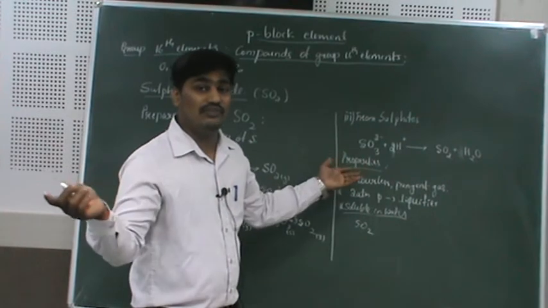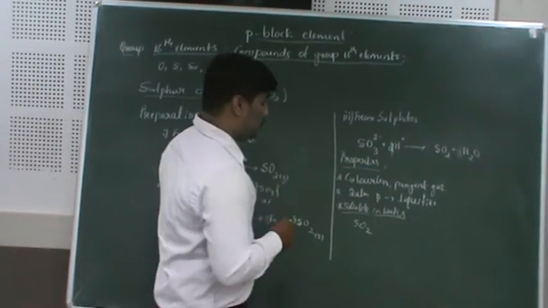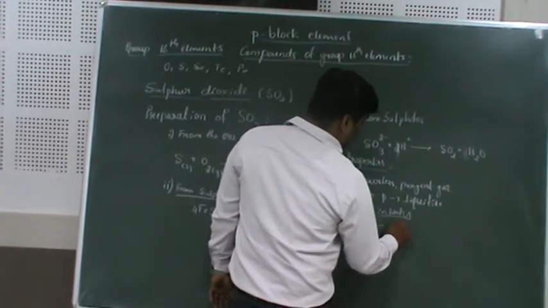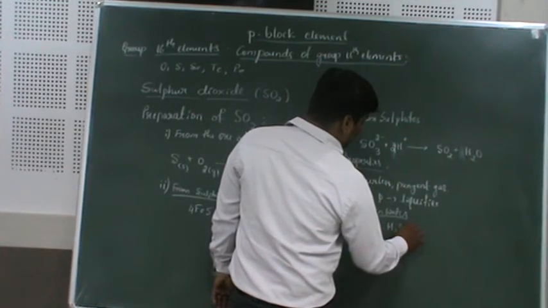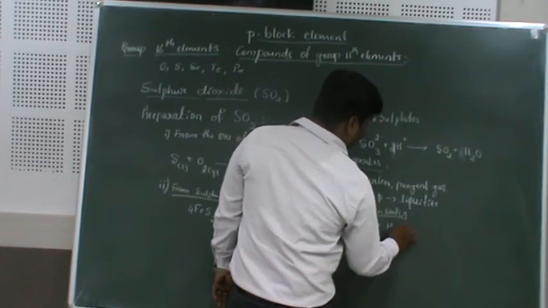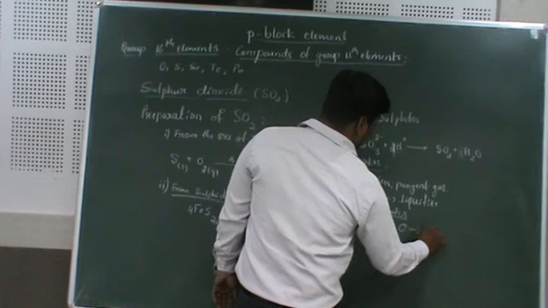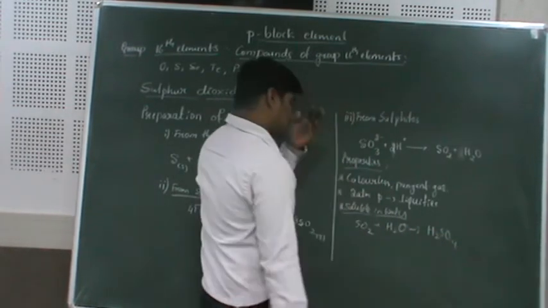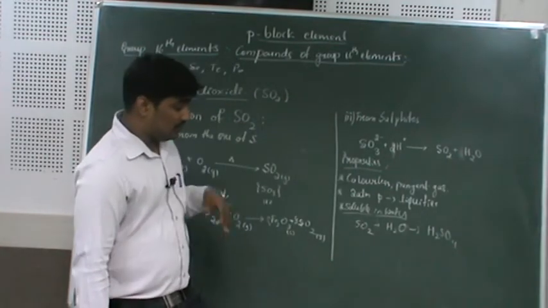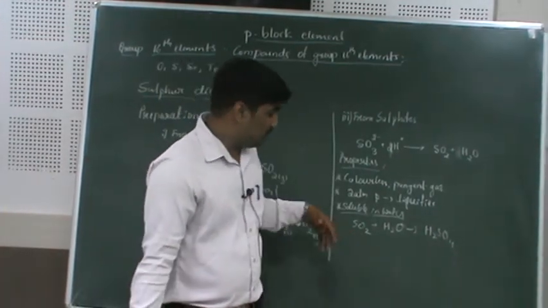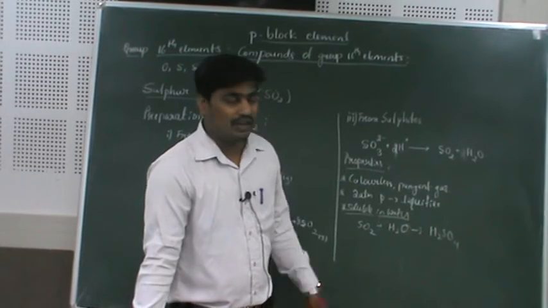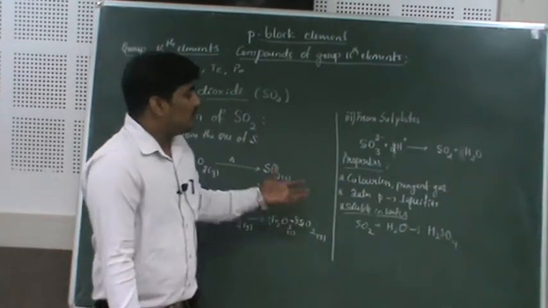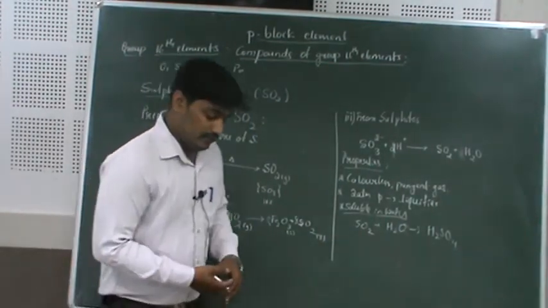No, there are no different compounds. Only one product is formed. When sulfur dioxide is dissolved in water, H2O, it is converted into sulfuric acid. So this will be discussed under chemical property. So this is about the physical property of sulfur dioxide.